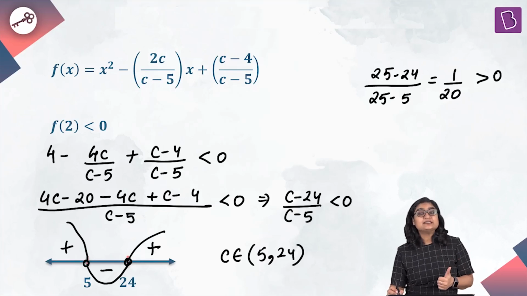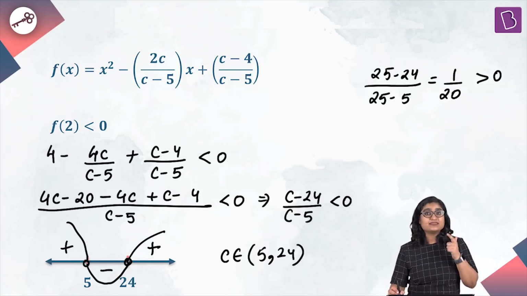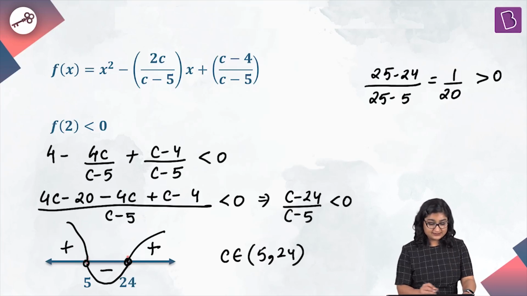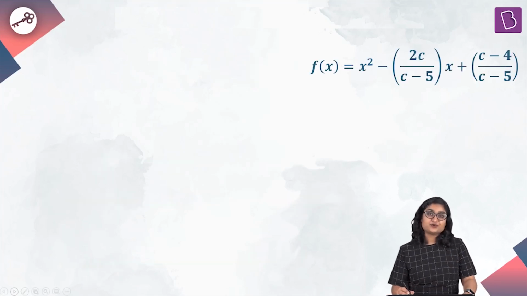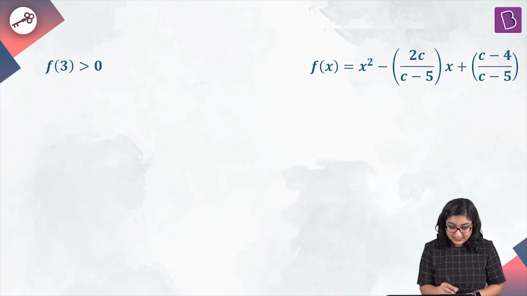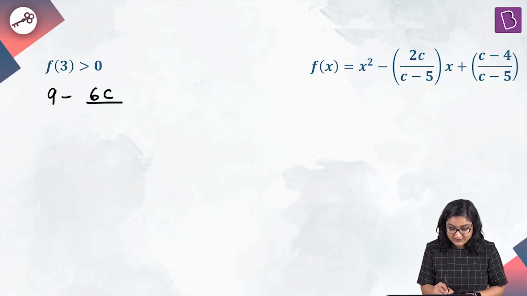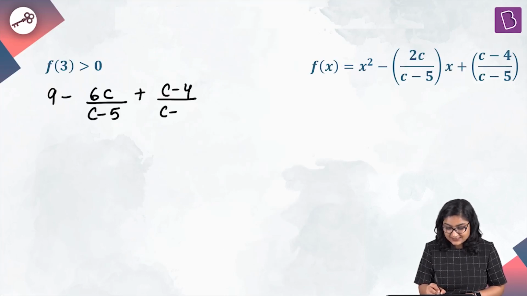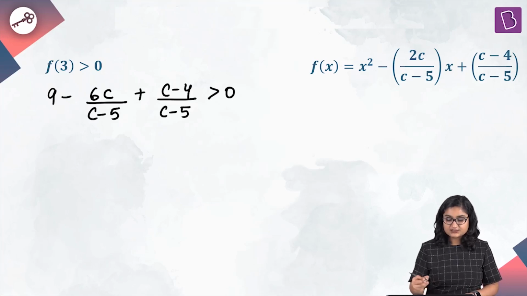The first condition is f(0) is greater than 0, and the second condition is f(2) less than 0. Now the third condition that we are going to solve for is f(3) greater than 0. Now what is f(3)? It's (9 − 6c)/(c−5) + (c−4)/(c−5), and this should be greater than 0.